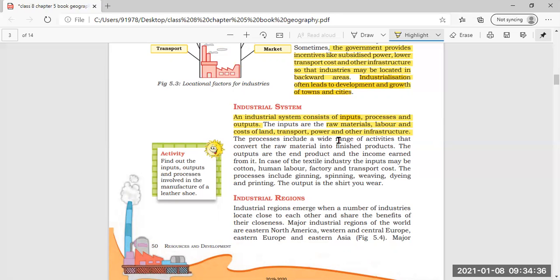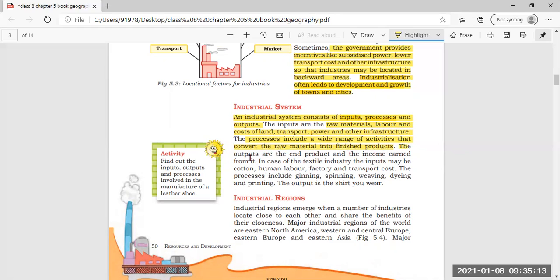Then the process. What does the word process include? Process includes the wide range of activities that convert the raw material into finished products. The raw material has to pass through a number of stages to get to the final or finished product, and those stages through which the raw material passes to reach the final product are concerned with the process activities.